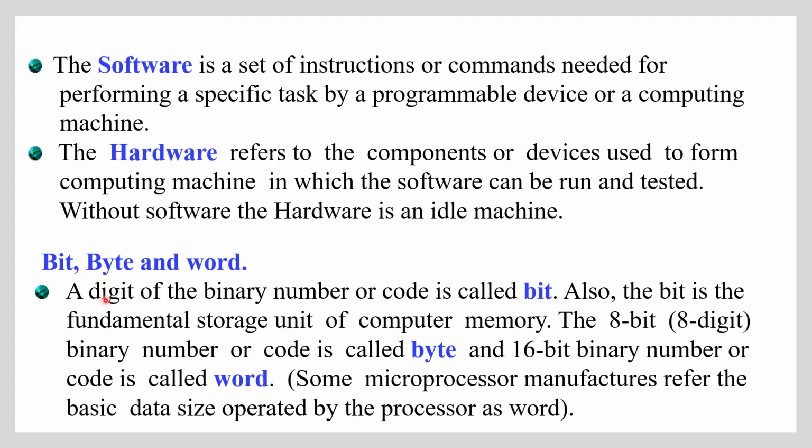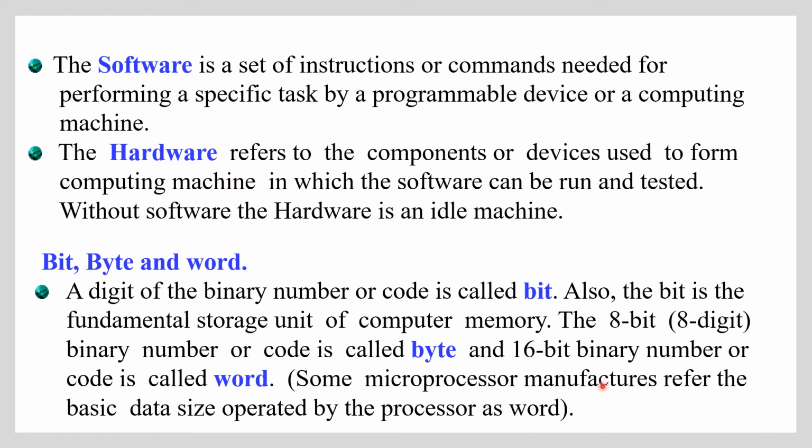What is a bit? A digit of a binary number or code is called a bit, a single bit. A binary number consists of two values, either 0 or 1. So either 0 or 1 is called a bit. Also, the bit is the fundamental storage unit of computer memory. So whatever data is stored is stored in binary. A group of 8 bits, or an 8-digit binary number or code, is called a byte. A group of 8 bits is called a byte.